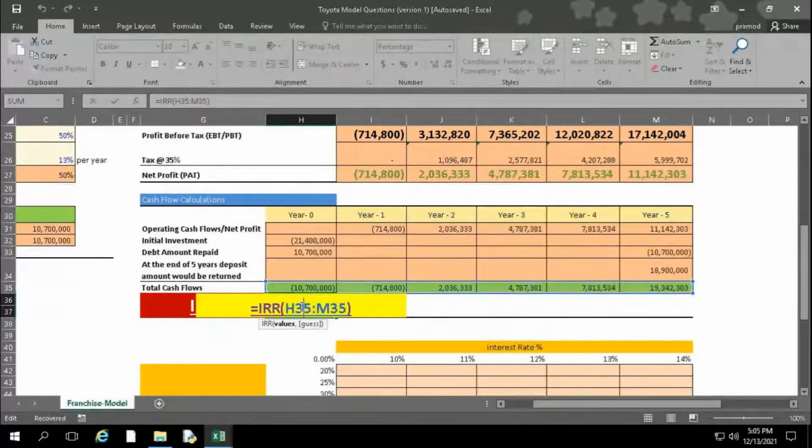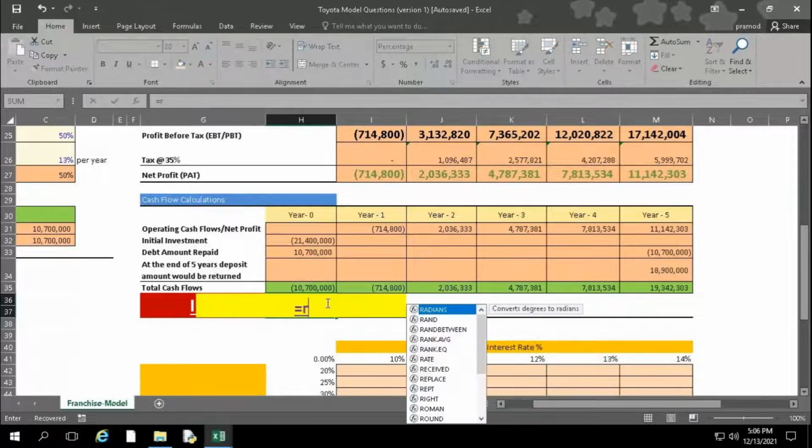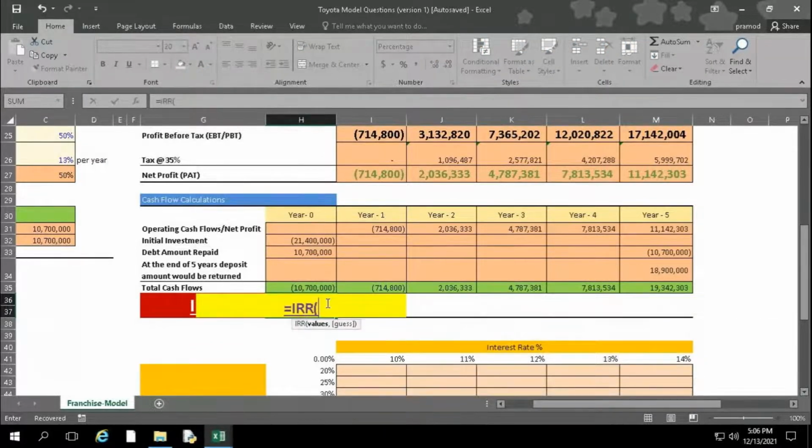Sir, I'm getting 23.03%, sir. The totals are correct. All the sum of the values are correct. You should select from the beginning. IRR, select from year to the end. Then close the bracket.